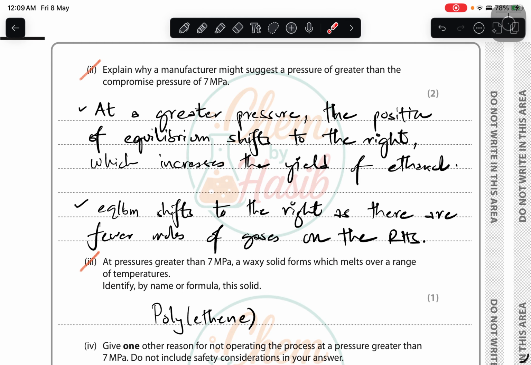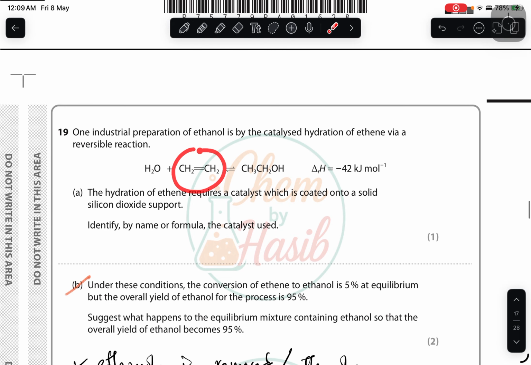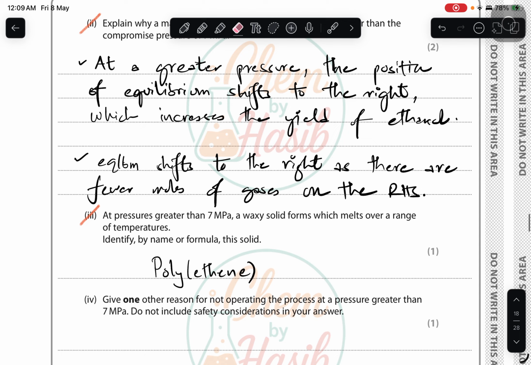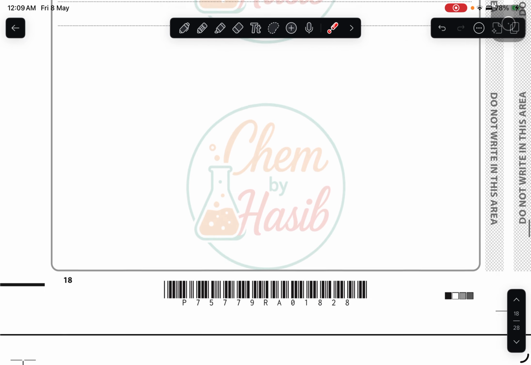Because if you give too much pressure, what happens? We have ethene as the reactant. So if you give too much pressure, ethene may undergo polymerization, because polyethylene is formed under high pressure and high temperature. So at very high pressure, ethene may turn into polyethylene. That is why the answer to this question is polyethylene. We move on to the next question.